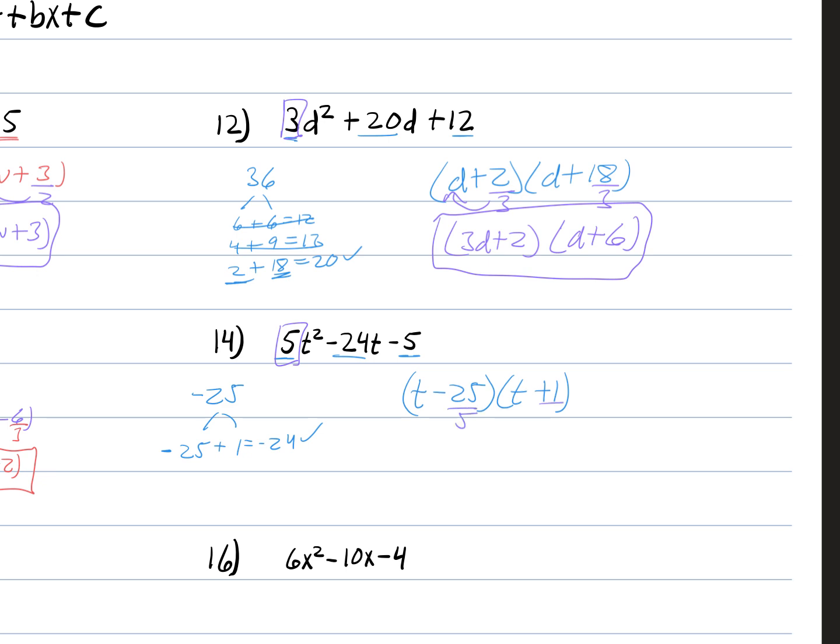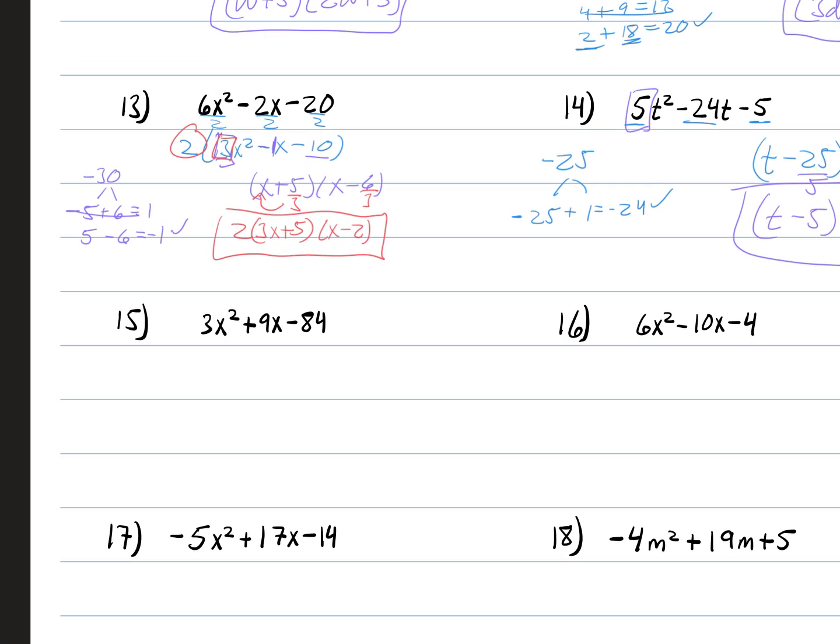Let's divide both of these terms by 5. T minus 25 divided by 5 is just t minus 5. And then that 5 on the bottom we can slide out front. It's going to get me a 5t plus 1.